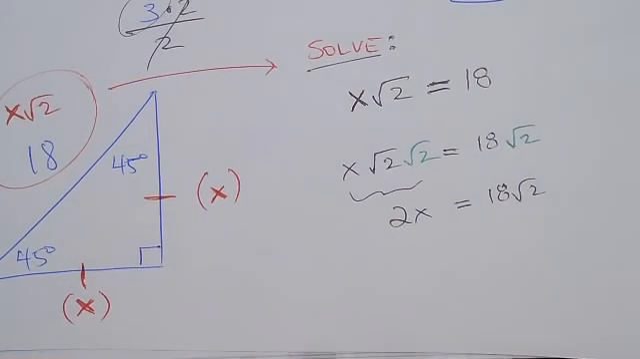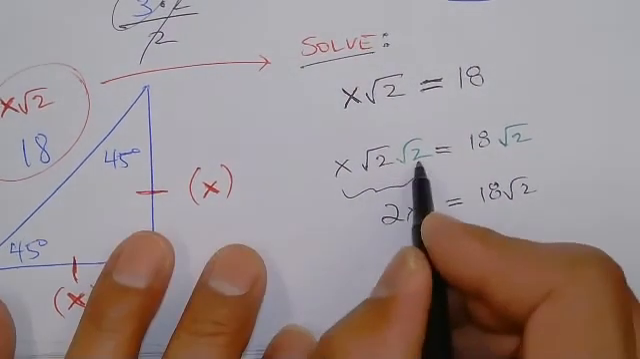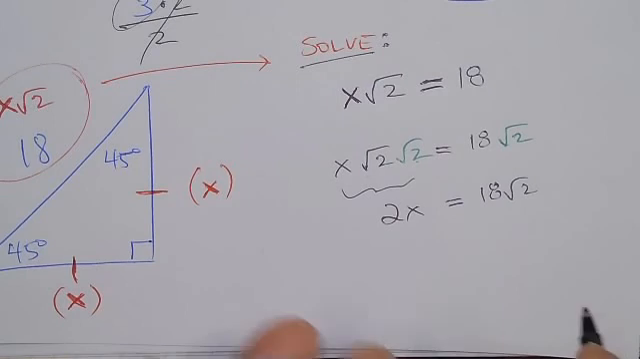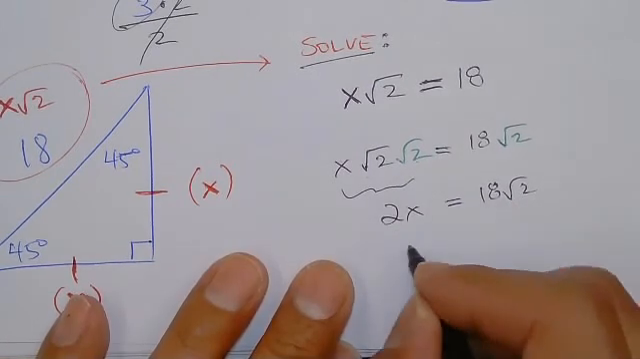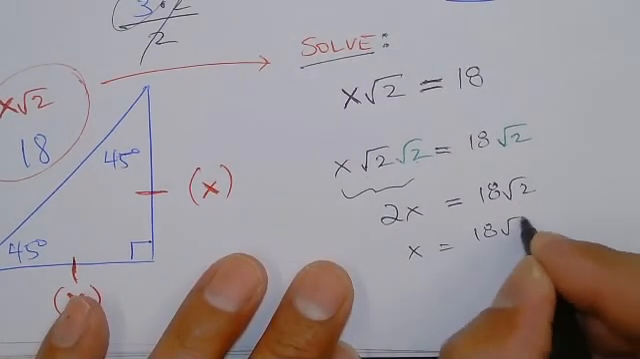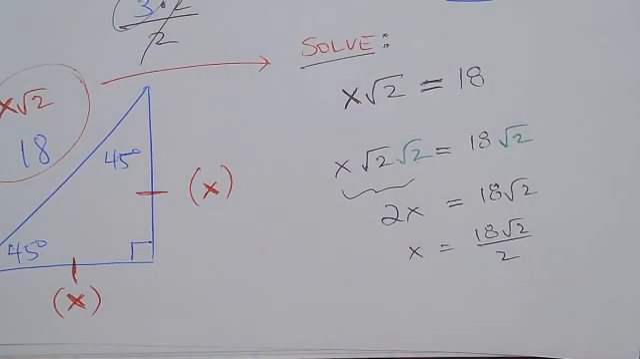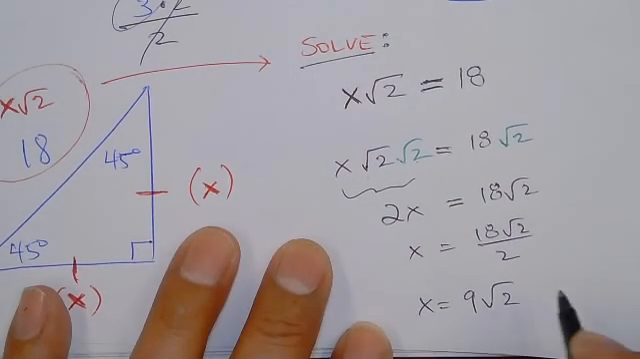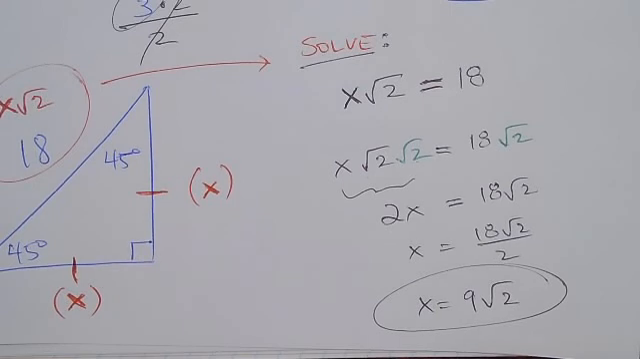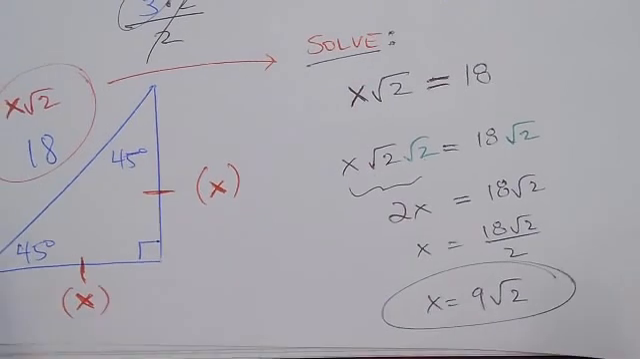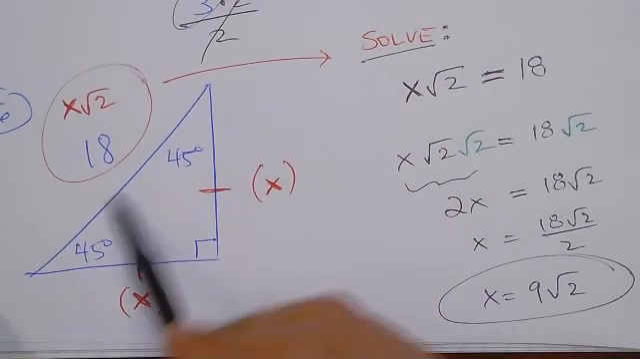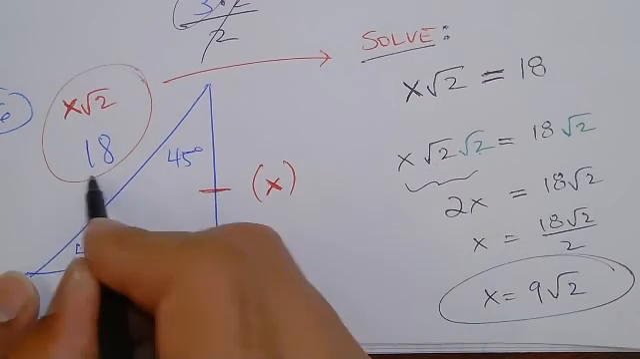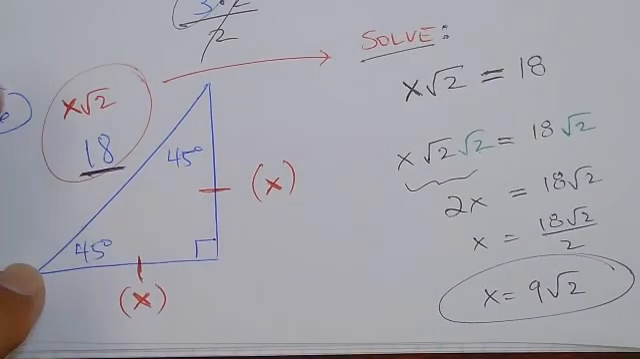This is going to give you 2x, right? 2x equals 18 root 2, because the square root of 2 times the square root of 2 is 2. How do you solve for x? Divide by 2. X is equal to 18 root 2 divided by 2. You can simplify that still. 9. Correct. The value of x is 9 root 2. Everywhere I see an x, I put a 9 root 2.